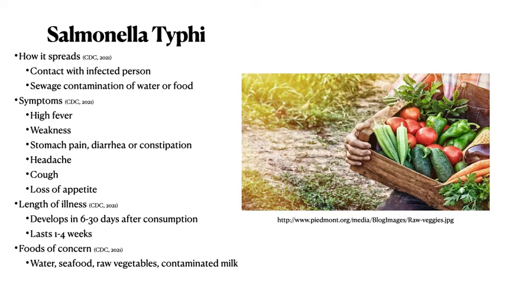Salmonella typhi develops in about 6 to 30 days after consumption of a contaminated food or water source. If caught early enough, it can be treated with antibiotics, and it can last about a week. If untreated, it can go about 4 weeks before having any relief. Foods of concern include water, seafood, raw vegetables, and contaminated milk.